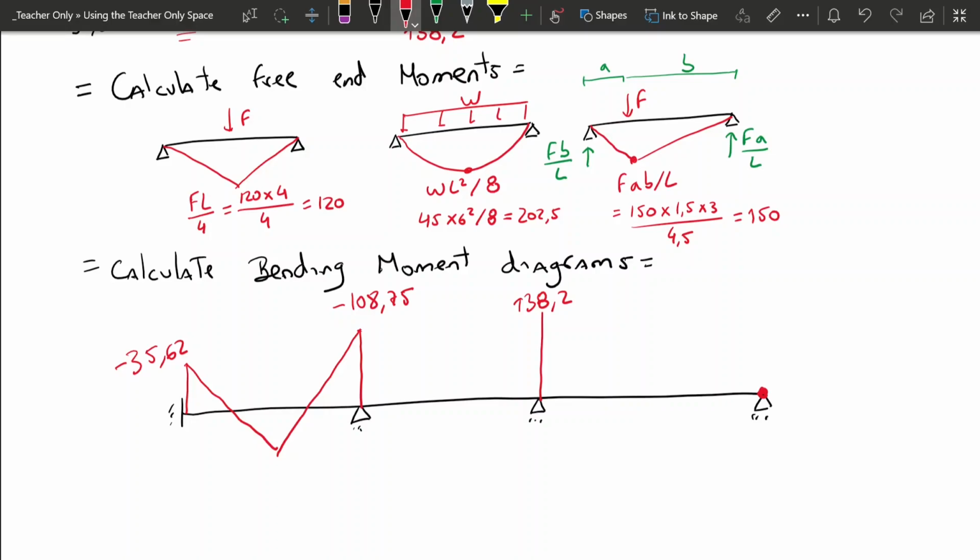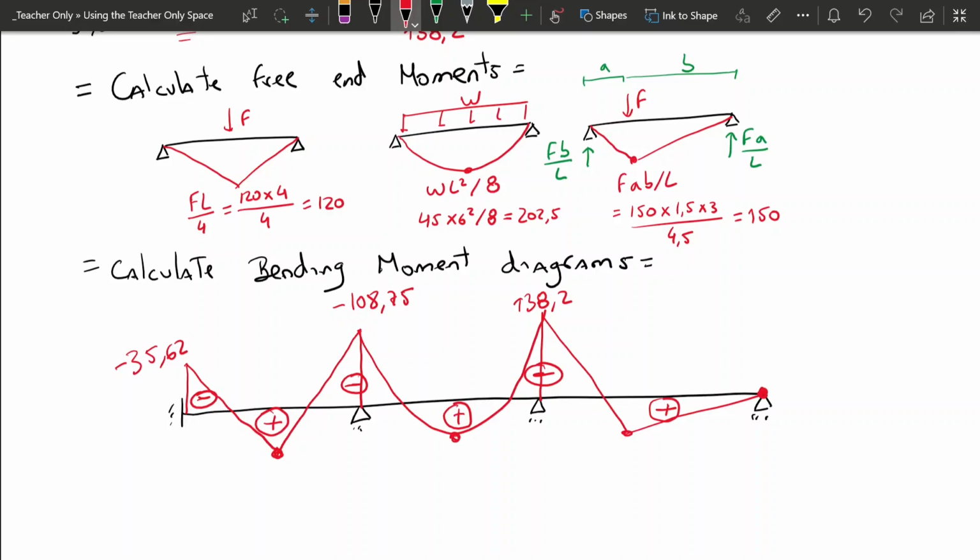If we draw a parabola, something that looks like this. And now finally, we need to draw a triangle that would look more or less like this. So negative moments are here on the supports, and then positive more or less in the middle of the bars. Finally, we need to figure out how to get these values here in the middle.